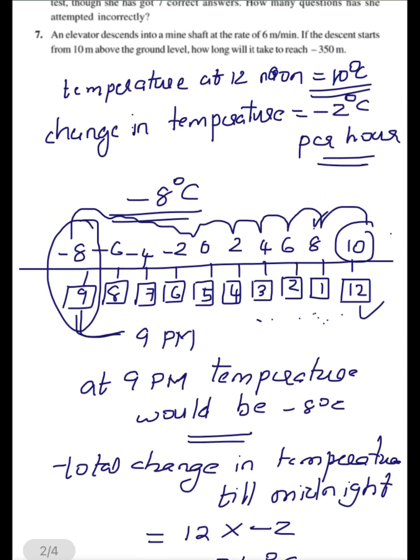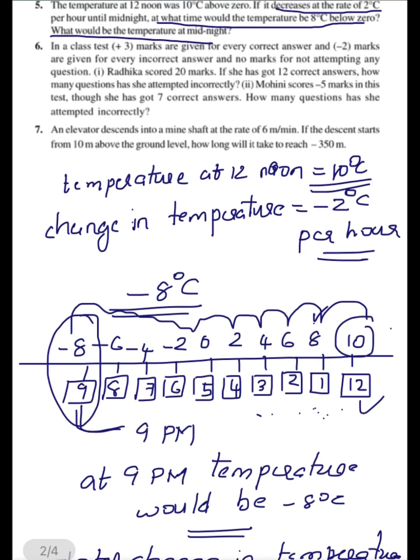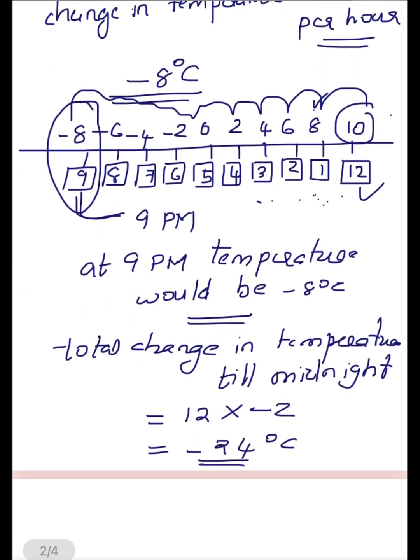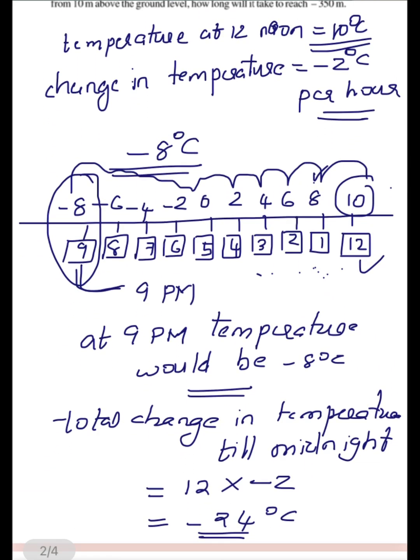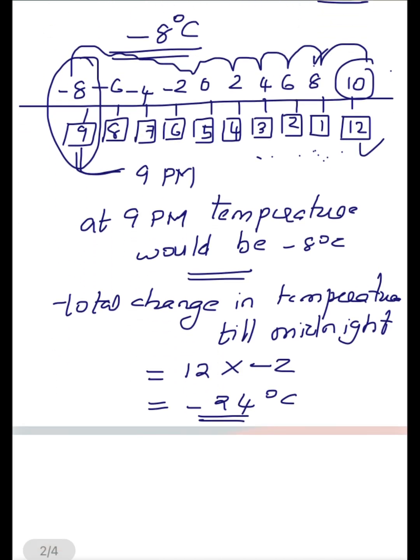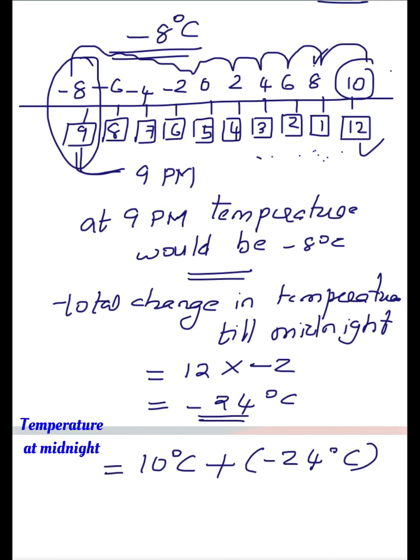Now the question is, what would be the temperature at midnight? Okay, so the temperature at noon was what? Temperature at noon was 10 degrees Celsius. Okay, 10 degrees Celsius was the temperature at noon, and there was a change in temperature till midnight, and the change was minus 24 degrees Celsius. Okay, so the temperature at midnight would be 10 degrees Celsius plus minus 24 degrees Celsius.